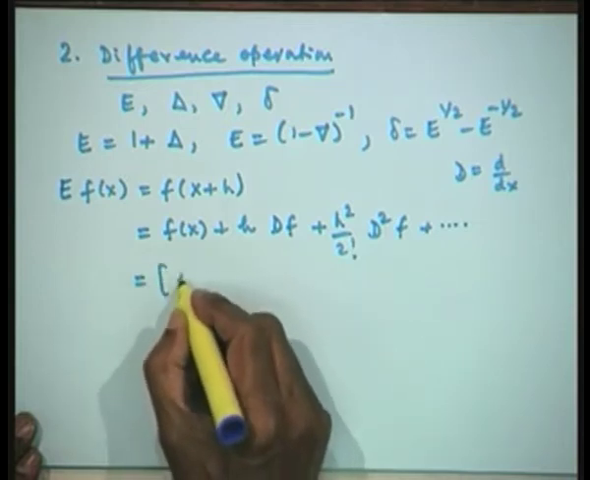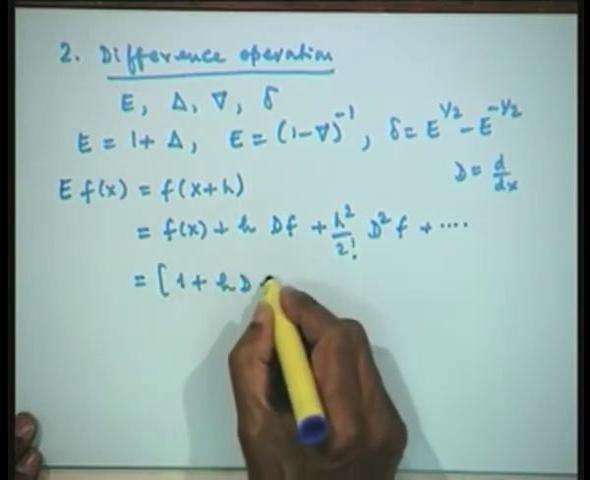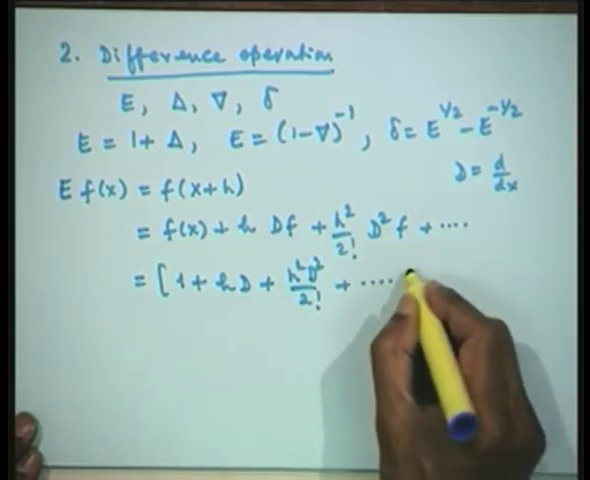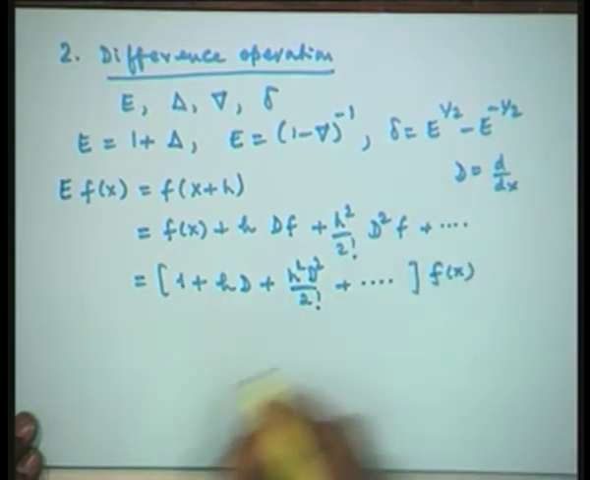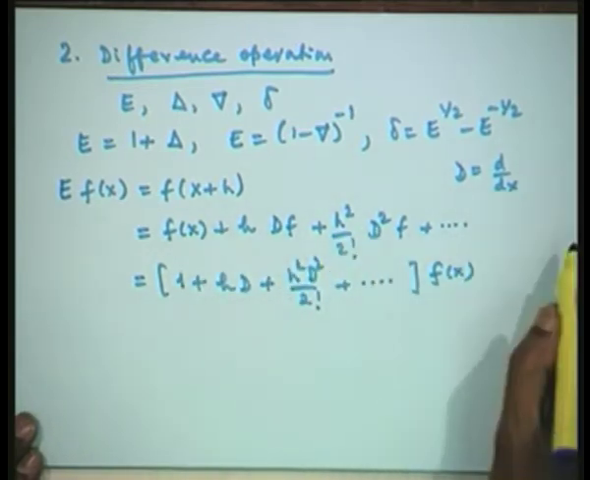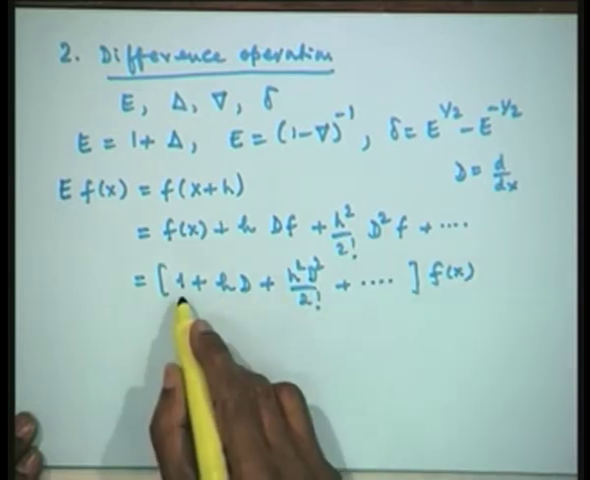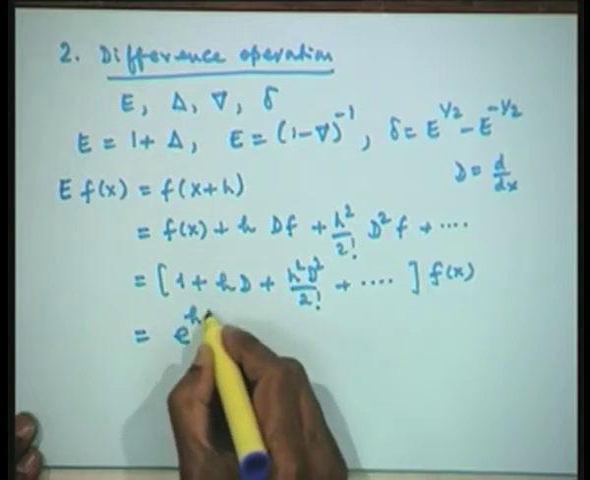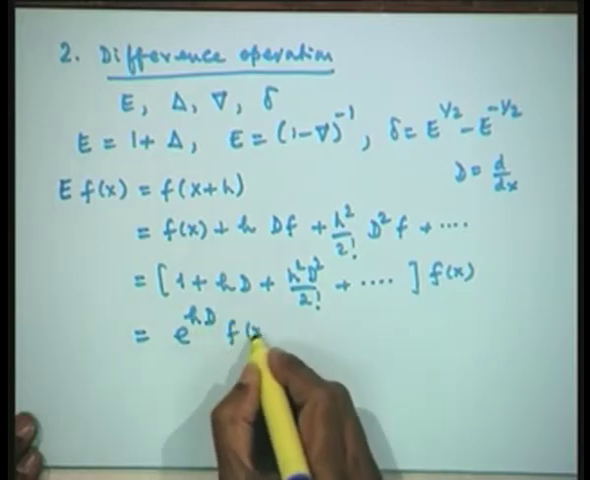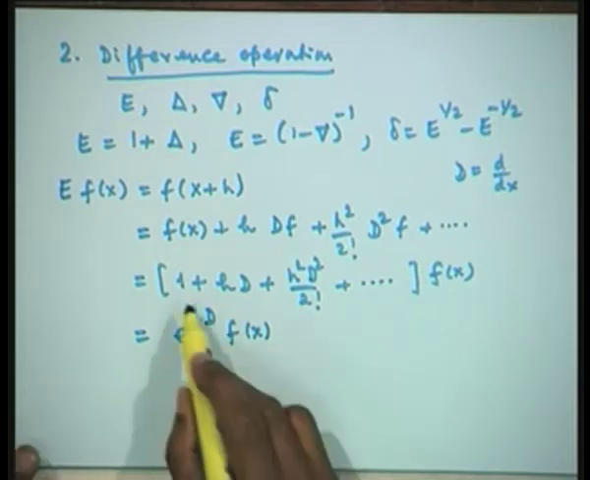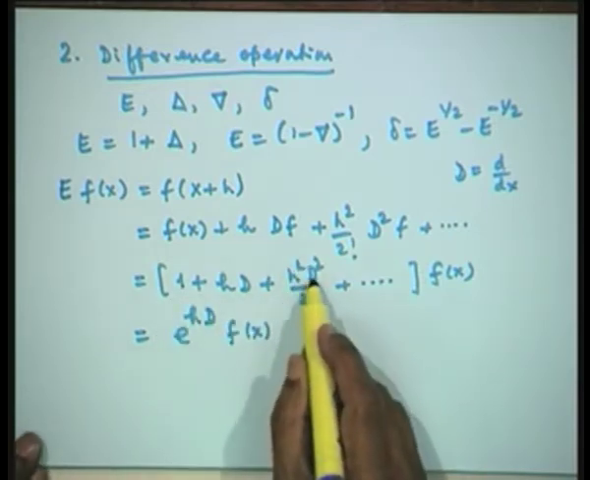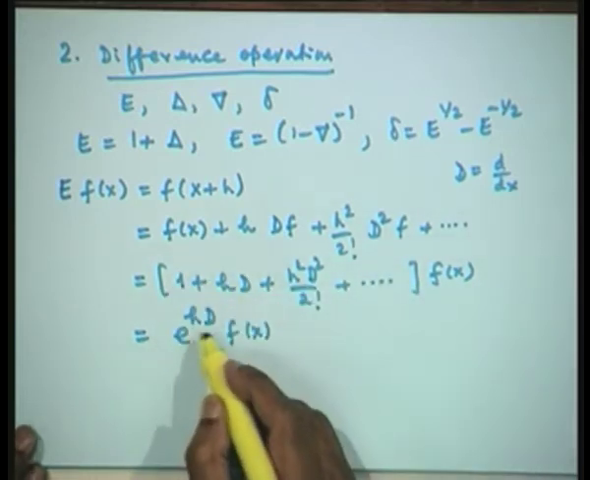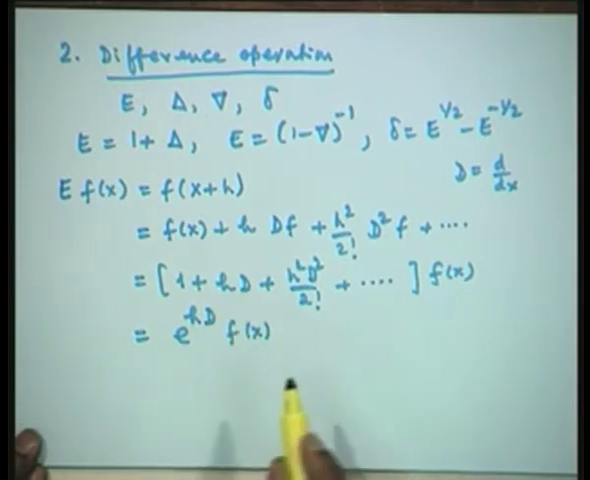I will now write this as 1 plus hD, h squared D squared by factorial 2 and so on, operating on f(x). So I have taken the f(x) to the right, so that I operate on f(x) with this particular operator, and symbolically I can write this as exponential of hD operating on f(x). If I open up exponential of hD, we will have 1 plus hD, (hD) whole squared by factorial 2, h cubed D cubed by factorial 3 and so on. Whatever is in the bracket is the symbolic expansion of exponential of hD.